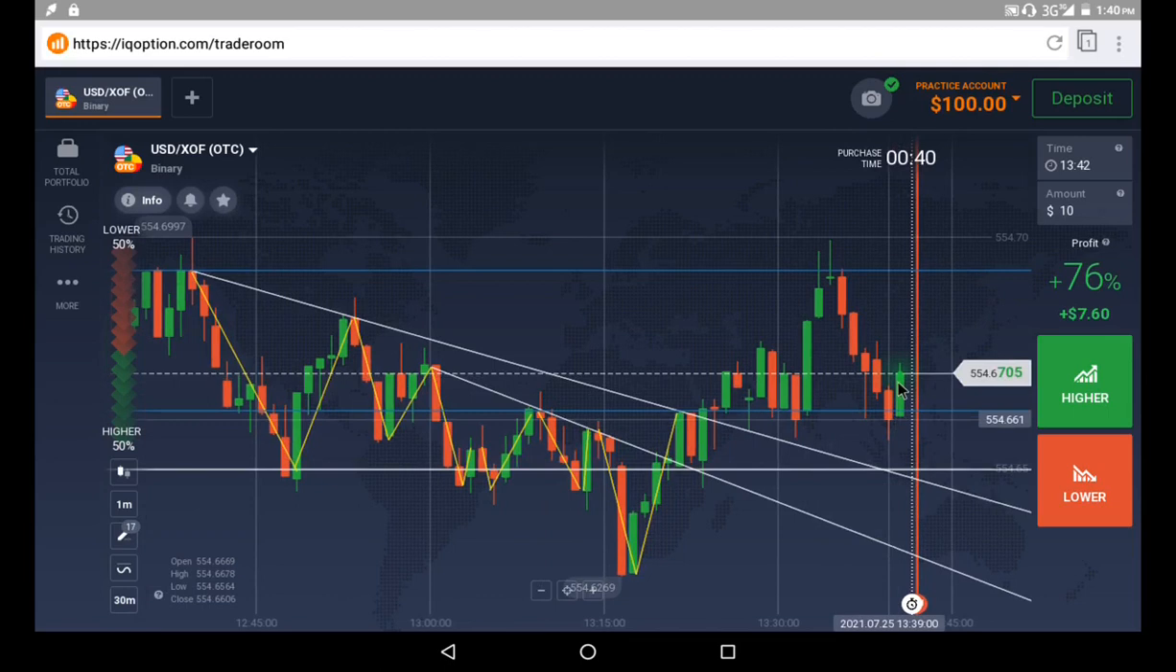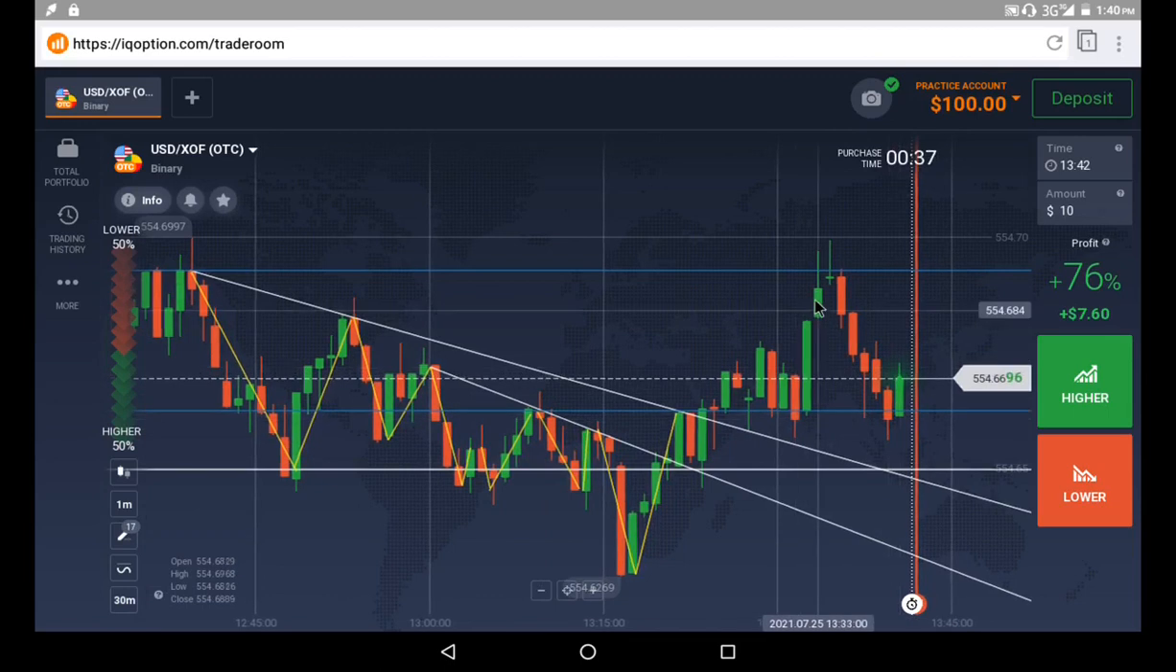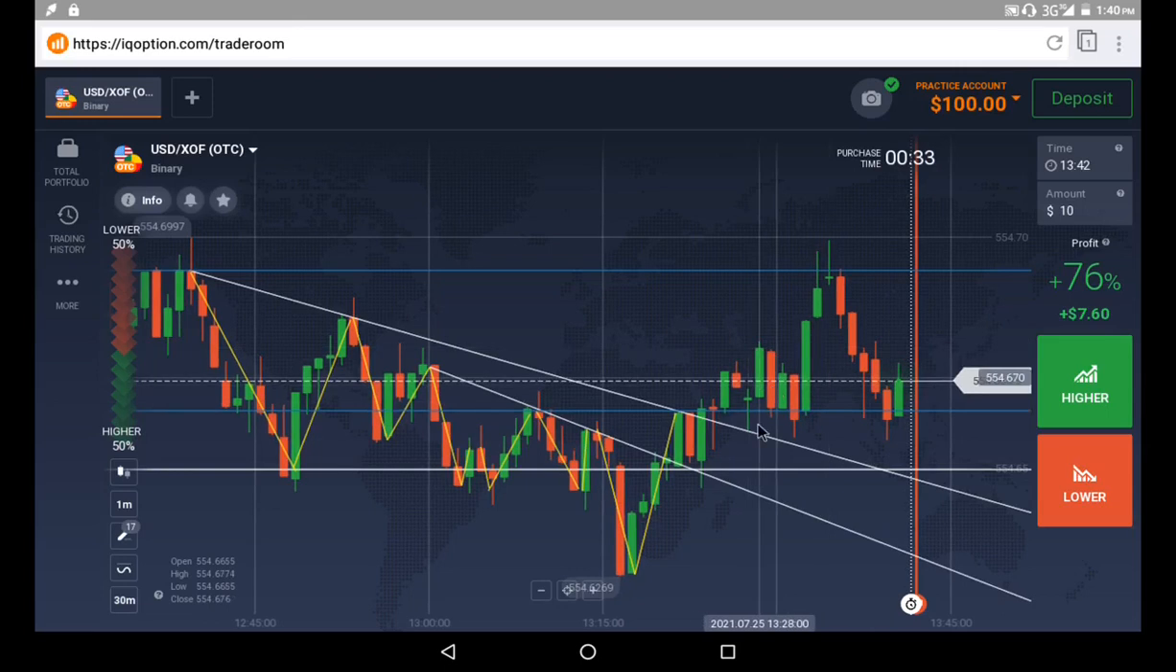The buyers entered. Why? Because of this strong buyers entry, and the whole of this area, you are seeing buyers' presence. Buyers are present in this area.